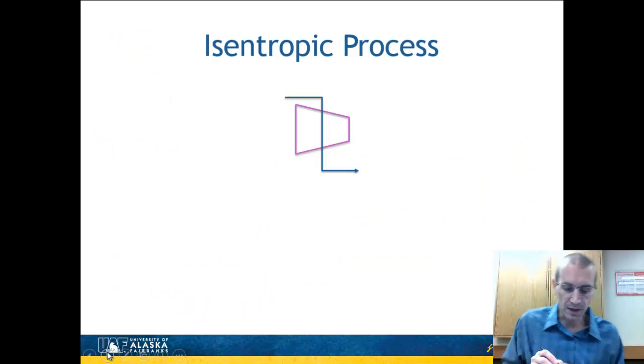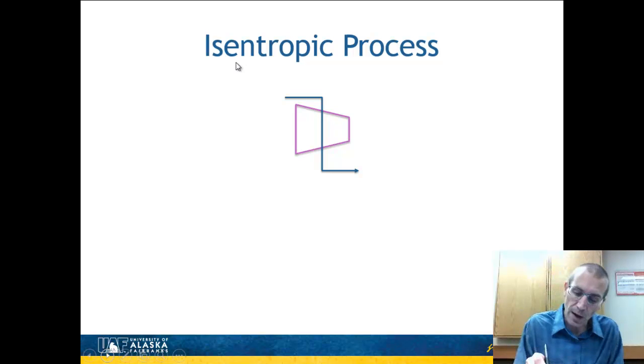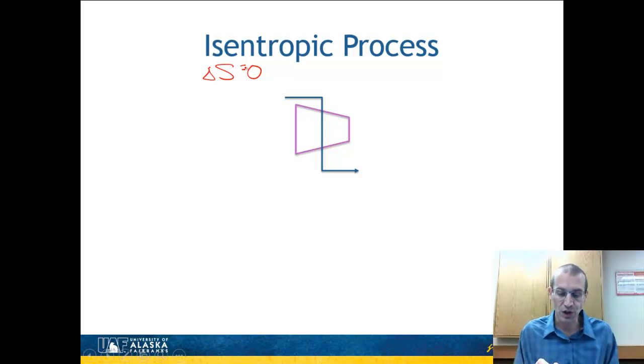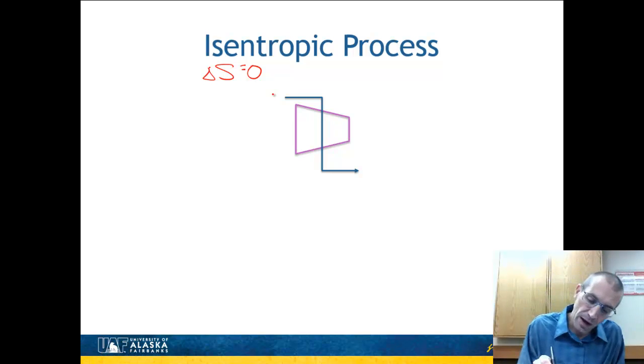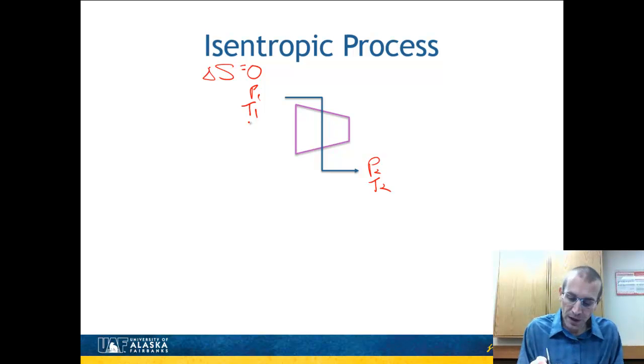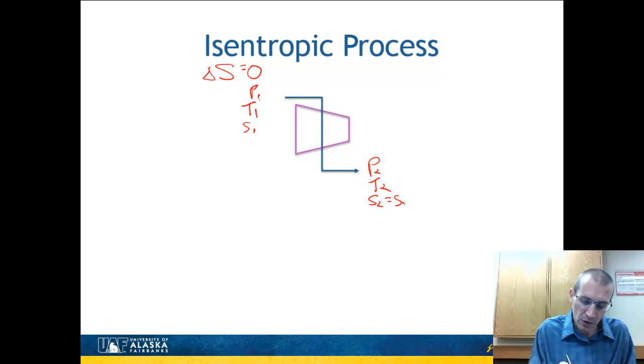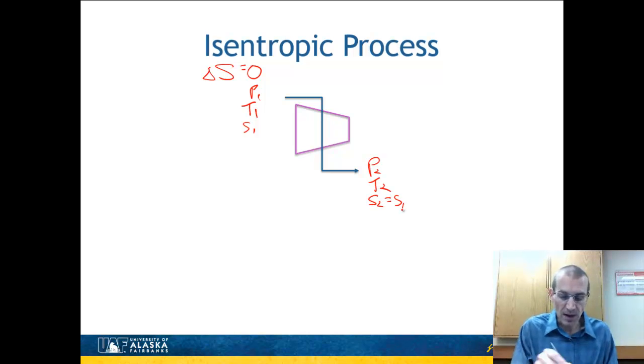Let's talk a little bit about isentropic processes. Isentropic means that delta S is 0. There's no change in entropy. Imagine that I had a compressor here, with coming in at some pressure P1, T1, and coming out at a P2 and a T2. If the entropy doesn't change, that says S2 would just be equal to S1. So that means that it's isentropic. There's no change in entropy.